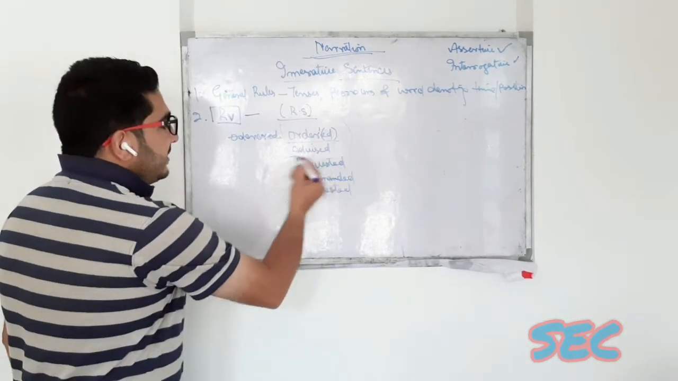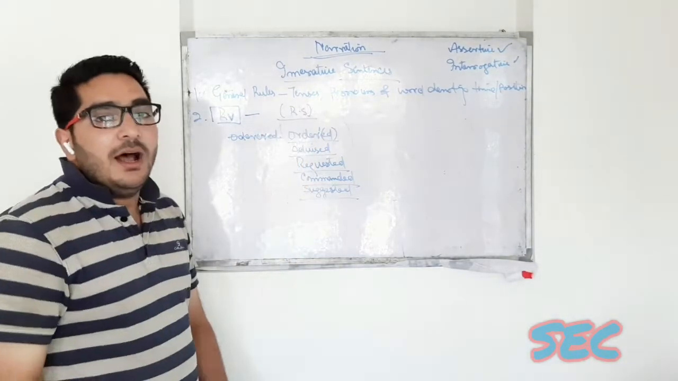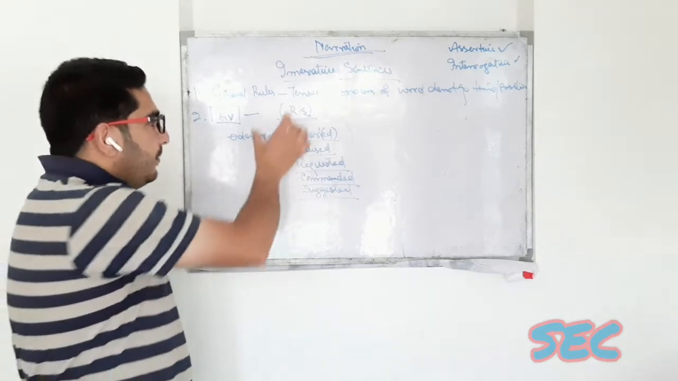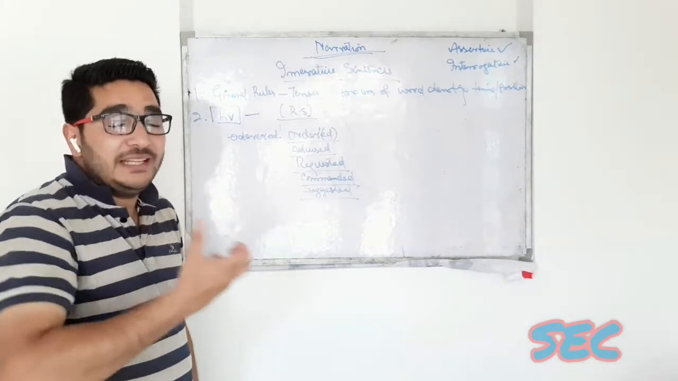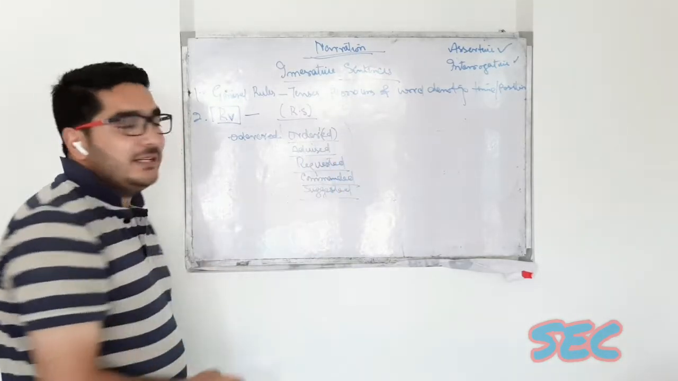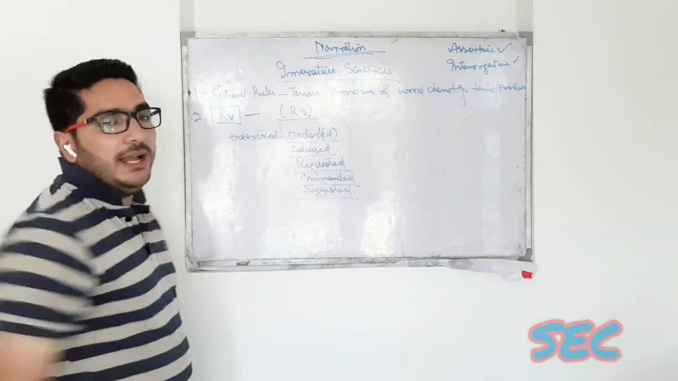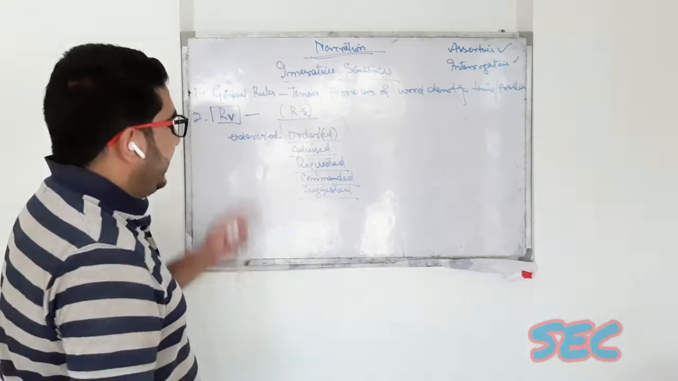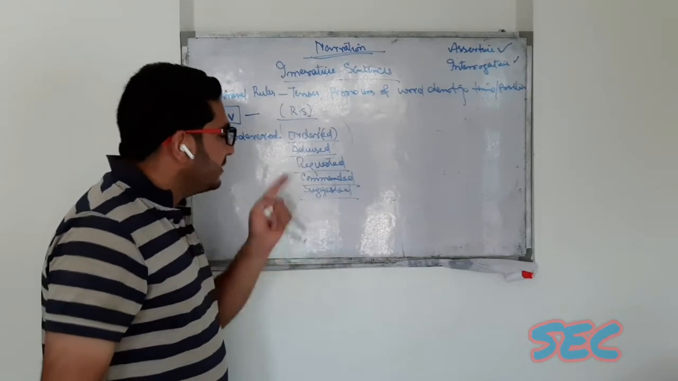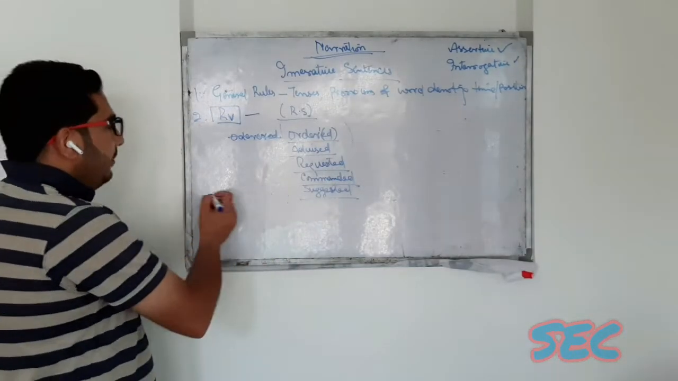But these expressions depend on what the reported speech contains. For example, if it is an order, we should write ordered. If it is a request, we shall write requested. If it is an advice, we shall write advised, etc. So the reporting verb is changed into ordered, advised, requested, commanded, suggested, proposed, told, etc. So this is rule number two.